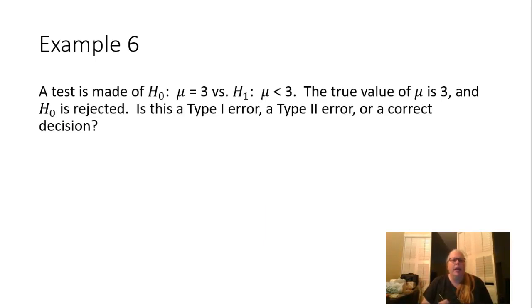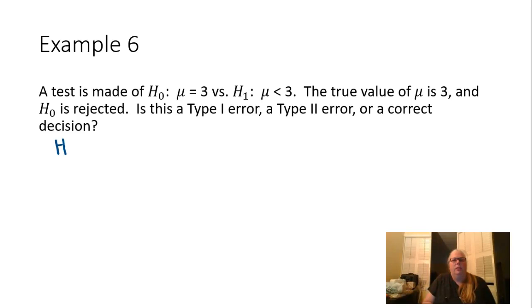Example 6. A test is made of the null hypothesis, mu is equal to 3, versus the alternate hypothesis, mu is less than 3. The true value of mu is 3, and the null hypothesis is rejected. Is this a type 1 error, a type 2 error, or a correct decision?